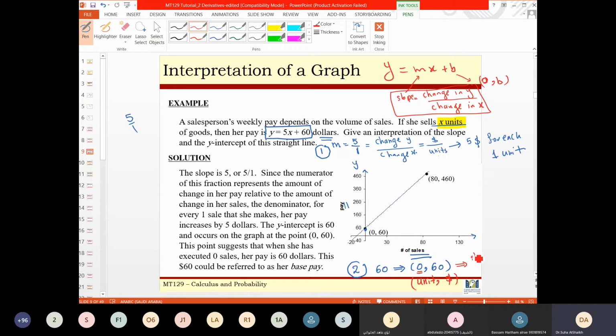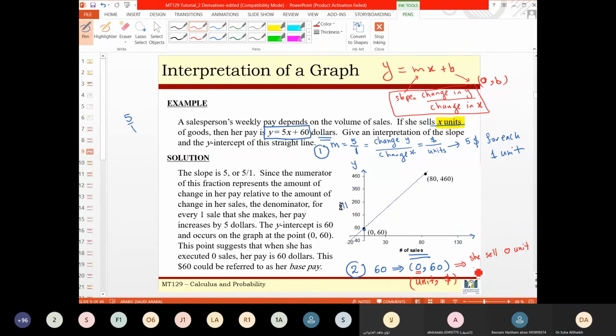So if she sells 0 units, she gets $60. This is the minimum payment, the least payment she will get. The intercept lets me know what minimum payment she's getting. If she sells 0 units she will get $60. Those are the two pieces of information we can extract from this equation.